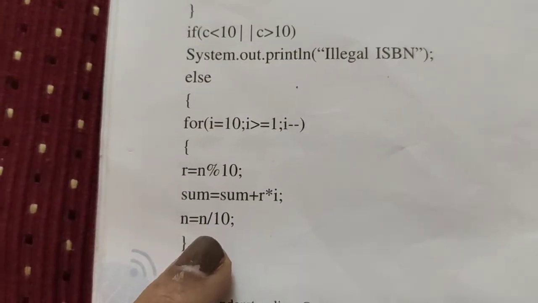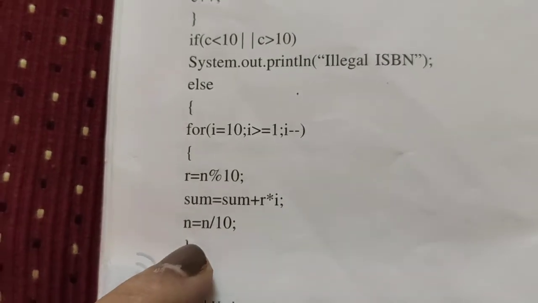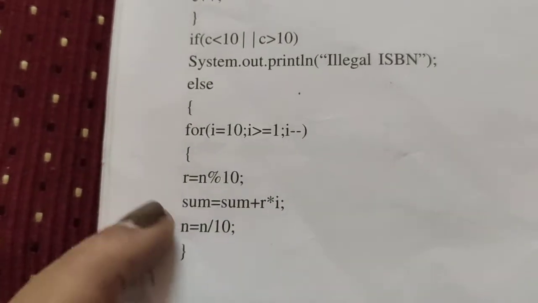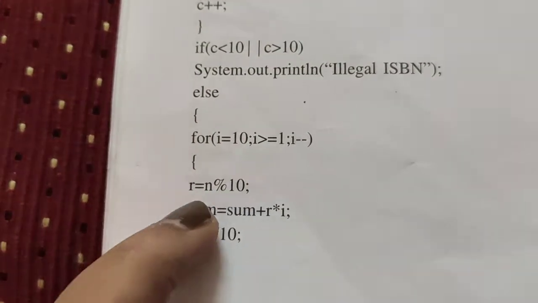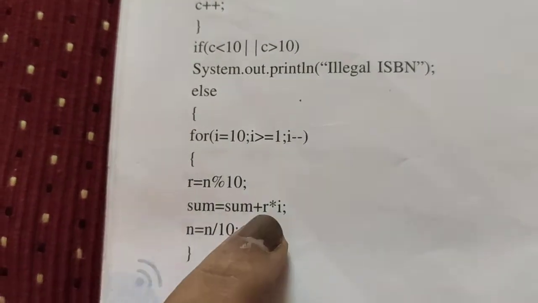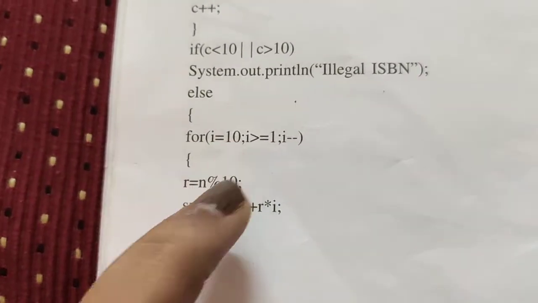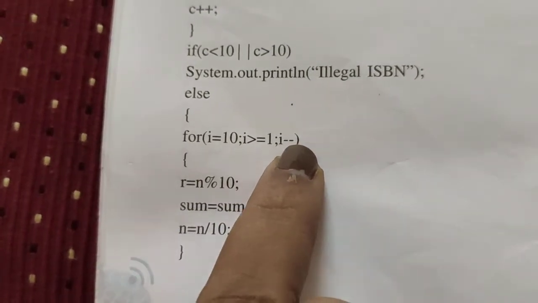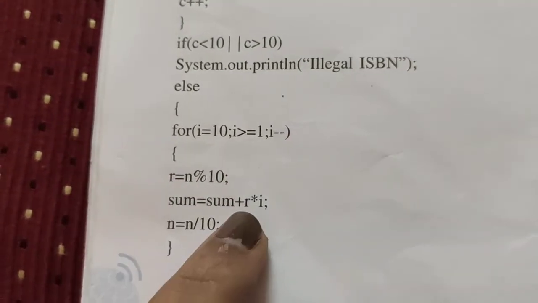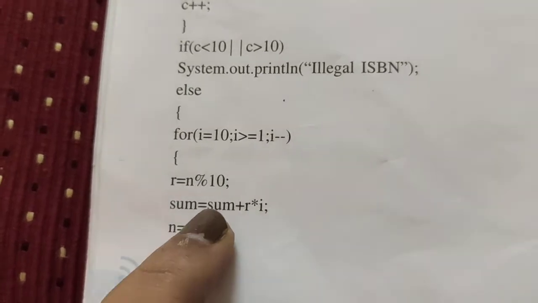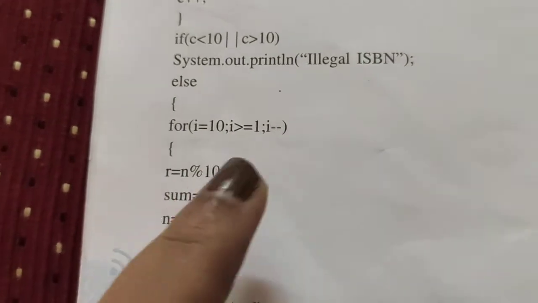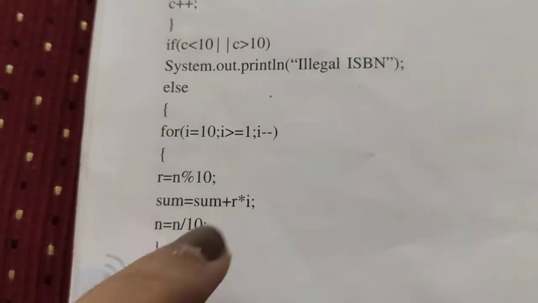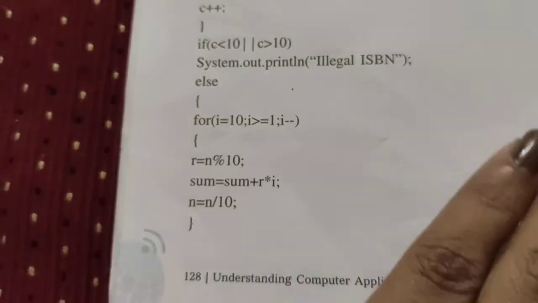Again they are doing n is equal to n by 10, so that the 9 will be skipped off and the next number, the tens place number, will be coming here. And that number should be multiplied with 9. That is the reason they have given i minus minus. So that number will be multiplied by 9 and will be added to the sum. This process will keep on going until the last digit.